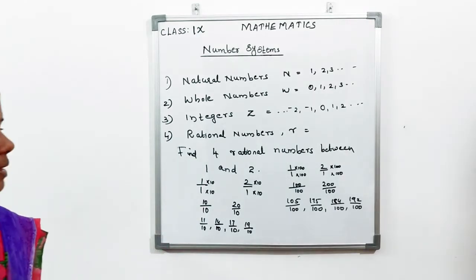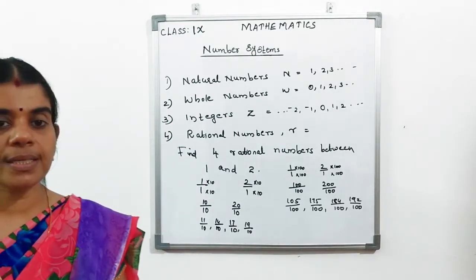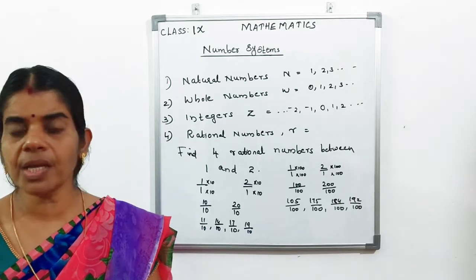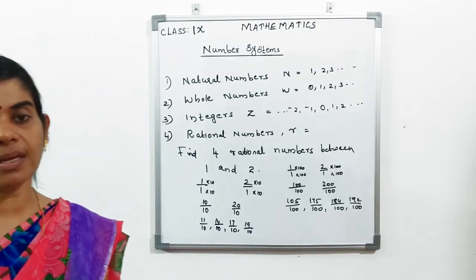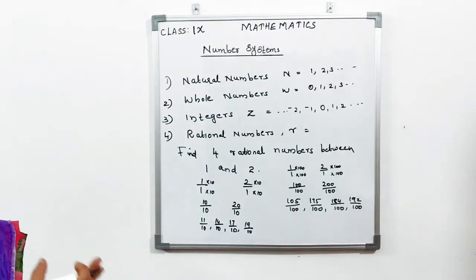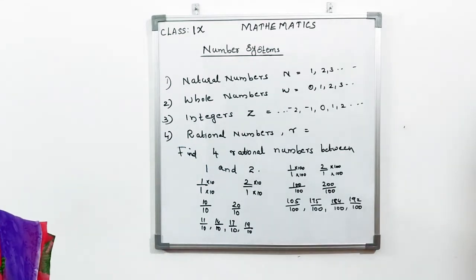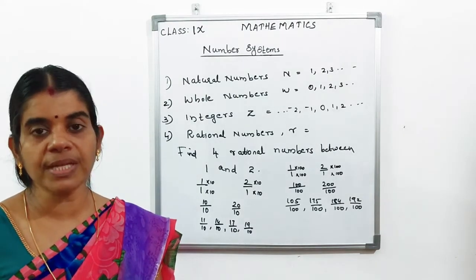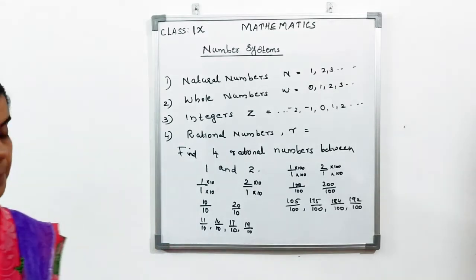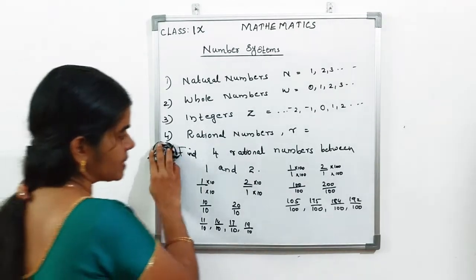Therefore, if you want to find rational numbers between any two rational numbers, we can find infinitely many rational numbers. If you are multiplying this with 10,000, you will get enough. Therefore, infinitely many rational numbers will be there between two given rational numbers. This is the one question.